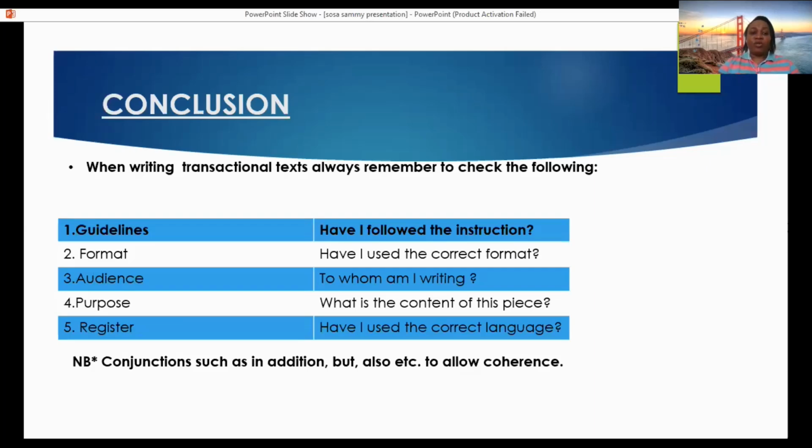And all in all, you need to use conjunctions such as but, also, etc., to allow the flow of your ideas, the link of your paragraphs, in simpler terms that allows you coherence. That is all for today. And I want to believe we have learned so much about our transactional work.